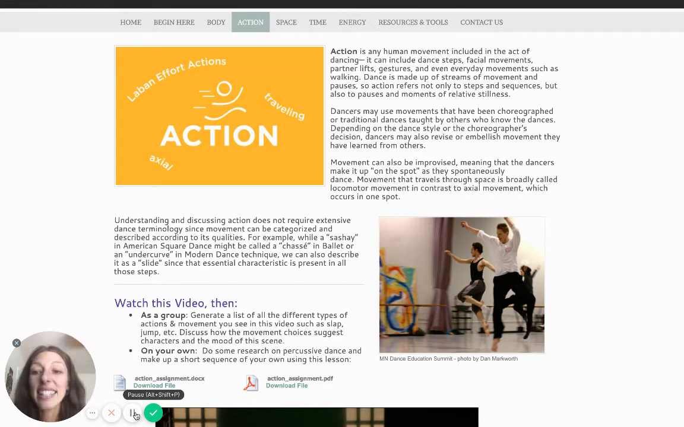For example, while a sachet in American square dance might be called a chasse in ballet or an undercurve in modern dance technique, we can also describe it as a slide, since that is the essential characteristic present in all those steps. So basically they're saying sometimes there's a lot of fancy vocabulary to describe dance, but also we're all experts with our eyes, right? We see what we see, and we know how to describe what we see with everyday words too.